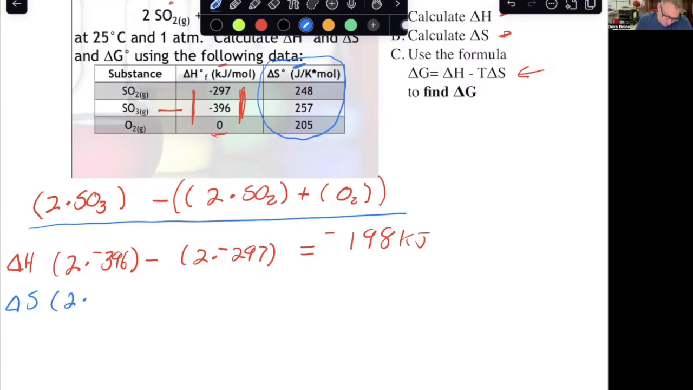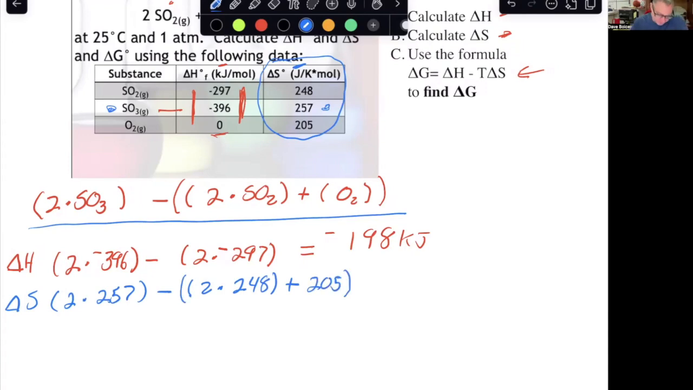So 2 times, in this case, SO3, which is 257, so SO3, 257. So we're just plugging that number in, just plug and chug. Okay, minus, in parentheses, 2 times, again, I'm just following this top one, SO2, that's 248. Okay, plus, and this time, there is a value for O2, so we want to put that in there this time, plus 205.